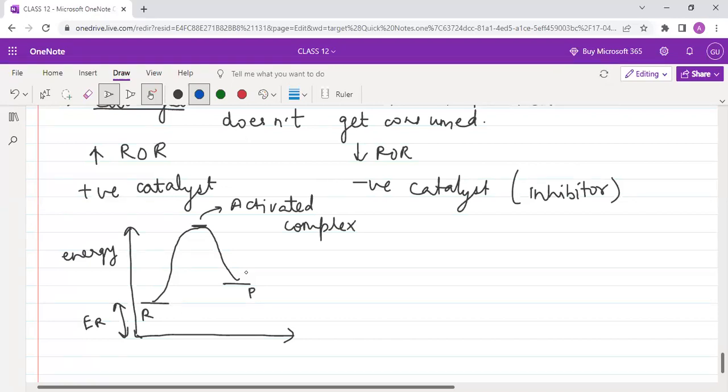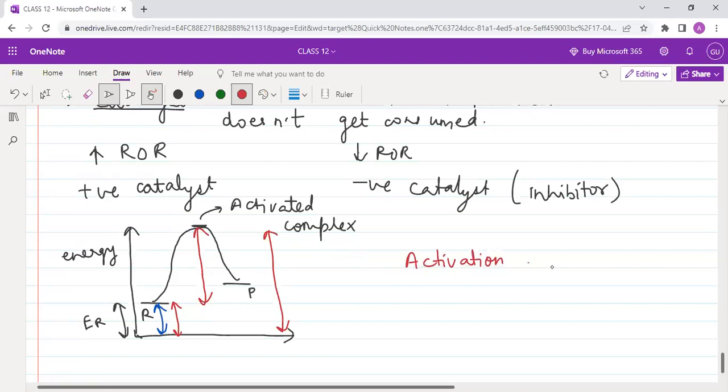So if this is the path of the reaction without the catalyst, the catalyst decreases the activation energy. See, this much is the reactant energy. For the reaction to take place, the reactant should possess this much energy, right? But it is having only this much. So it needs this much amount of extra energy, right? So the extra energy required by the reactant molecules to get transformed into products is called activation energy.